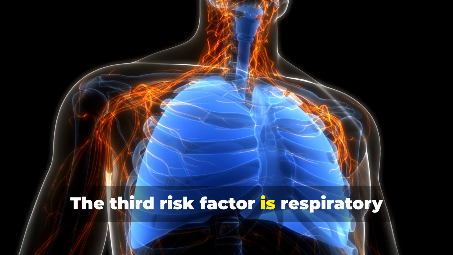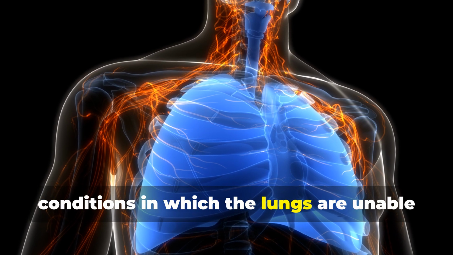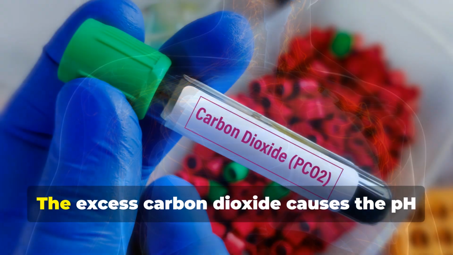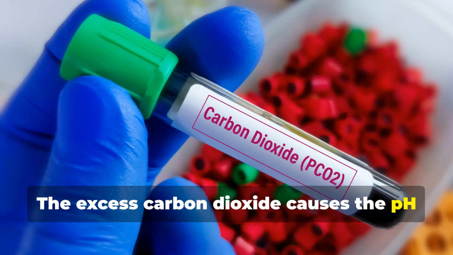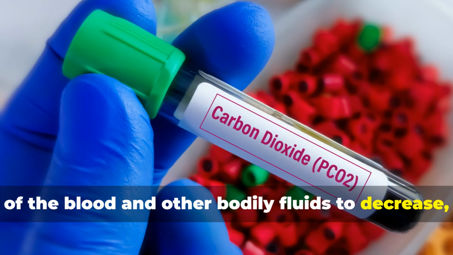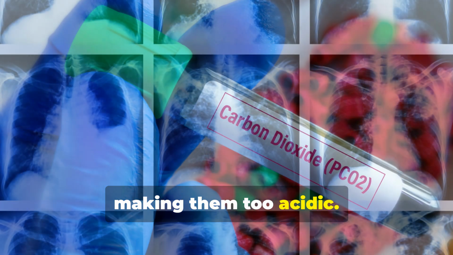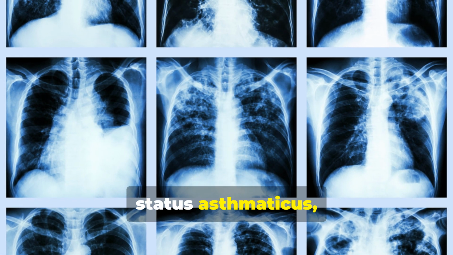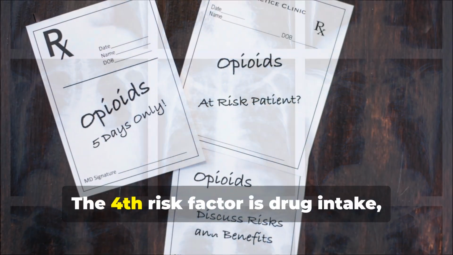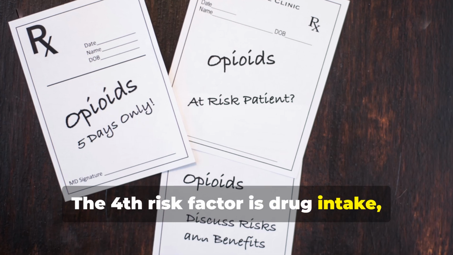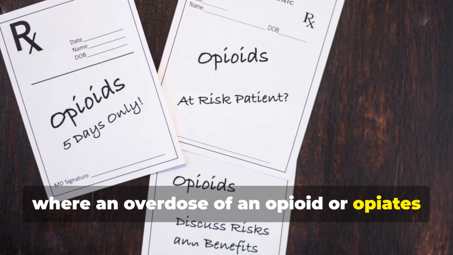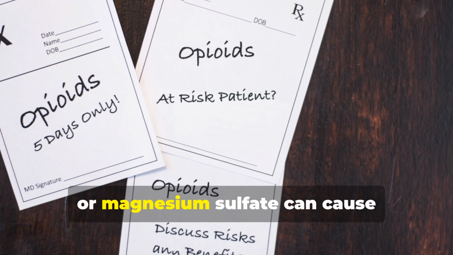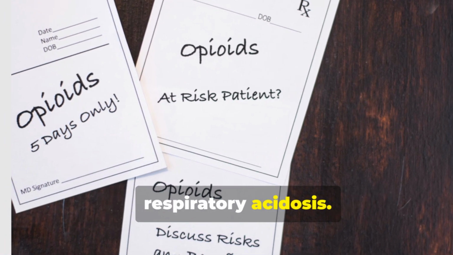The third risk factor is respiratory conditions in which the lungs are unable to eliminate enough carbon dioxide produced by the body. The excess carbon dioxide causes the pH of the blood and other bodily fluids to decrease, making them too acidic. For example, pneumothorax, pneumonia, status asthmaticus, and aspiration. The fourth risk factor is drug intake, where an overdose of an opioid or opiates such as morphine, tramadol, heroin, fentanyl, or magnesium sulfate can cause respiratory acidosis.